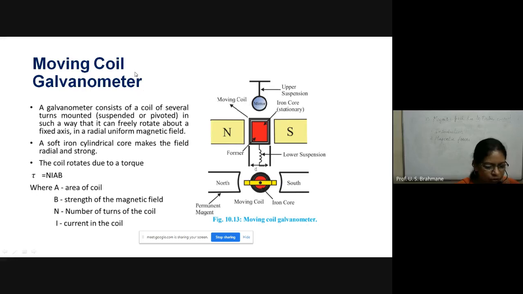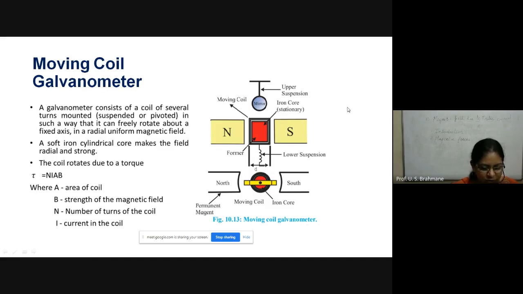It is a very important part, and this galvanometer we are using in the laboratories. In the last lectures we have seen how a moving coil galvanometer is made, and how it can be used as an ammeter and voltmeter. We have seen it in the previous chapter. So what is the principle of its working? We are going to see this.